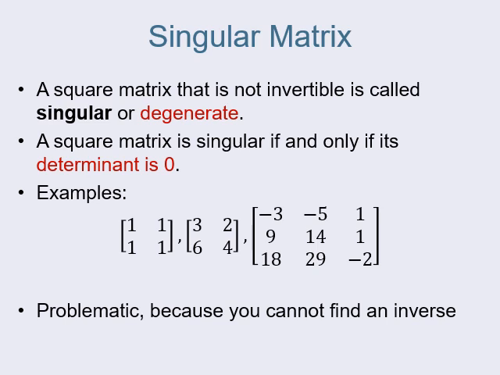So 1 into 1 minus 1, that is 0. 3 into 4, 12, minus 2 into 6, 12, that is also 0. Now we have a matrix here. We said it's going to come out to be 0. Let's just find the determinant of this, make sure it is 0, and get practice on how to find determinants.